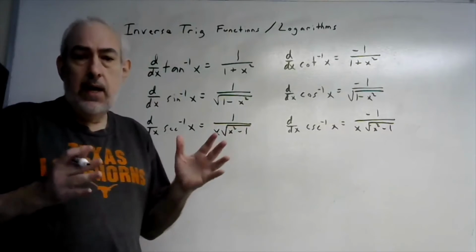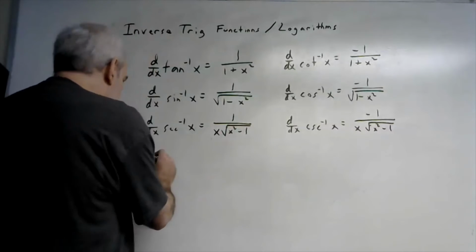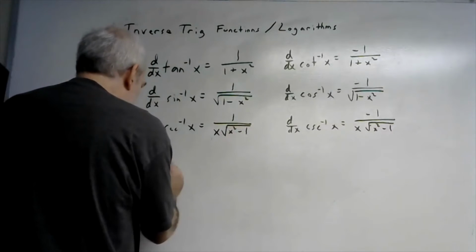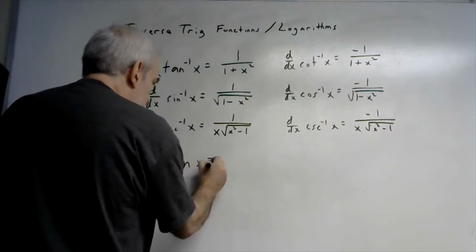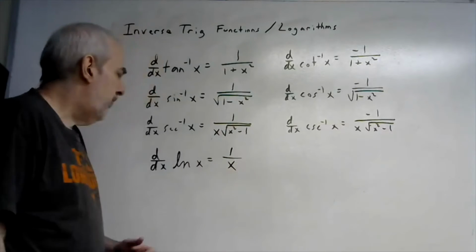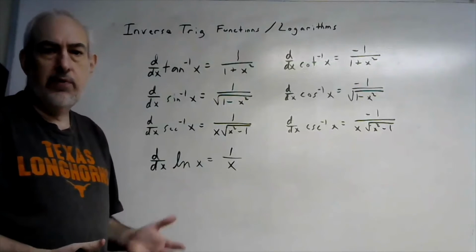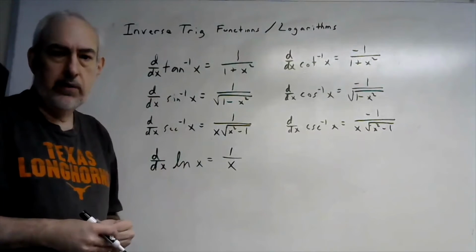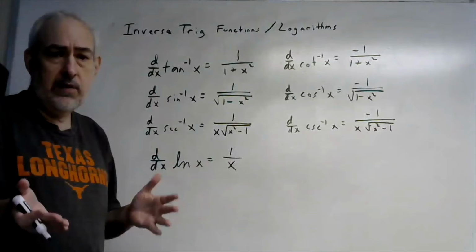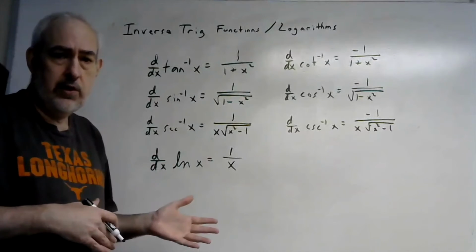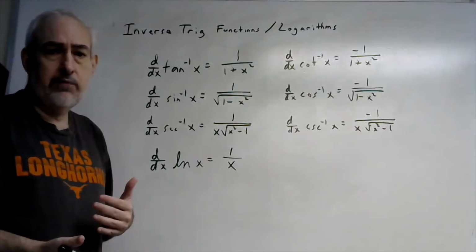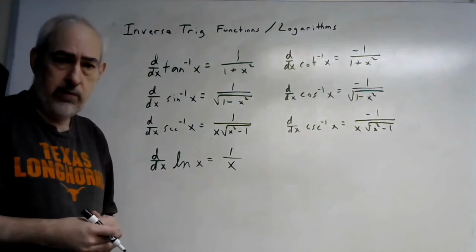Okay. Now, as it turns out, the derivative of the logarithm, the natural log, you can also prove this using the fact that logarithm is the inverse function of the exponential, and prove it in a similar way to the inverse trig functions. Basically, any function that is the inverse of another function, you should be able to use implicit differentiation to come up with a formula for its derivative.